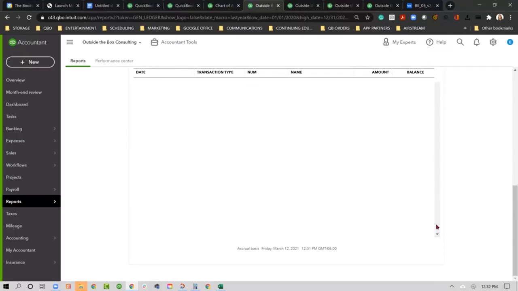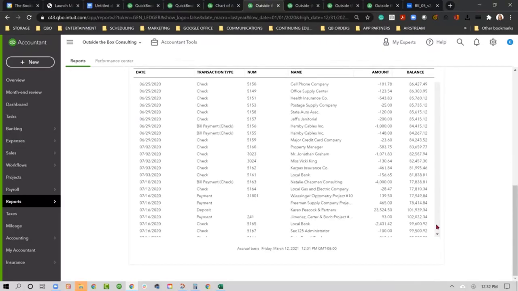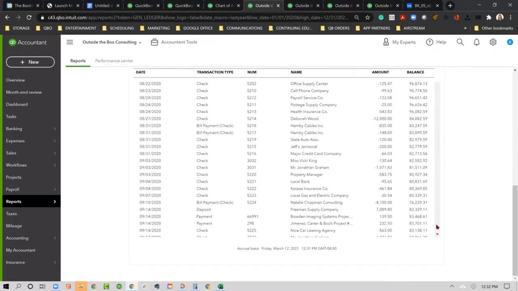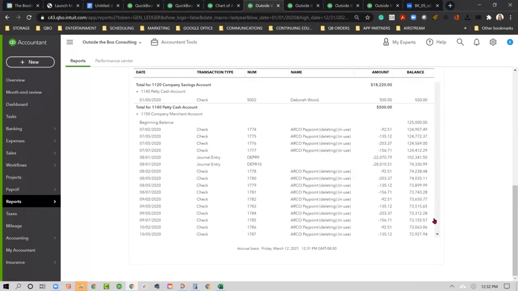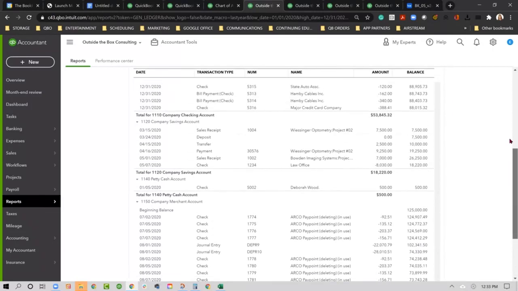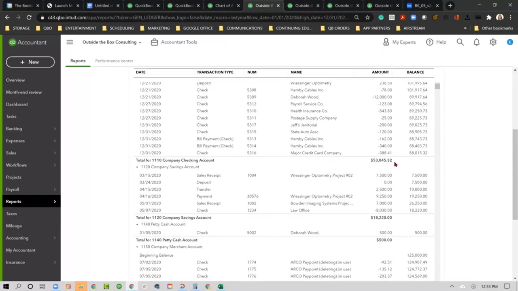So I'm gonna click down until I get to December, and I'll have an ending balance for this bank account at December 31st. So let's see what that is. Let me go up a bit. Here it is. So it's doing the running total, and the ending balance at 12/31 is 53,845. That number we're going to bring over manually to a trial balance in Excel.